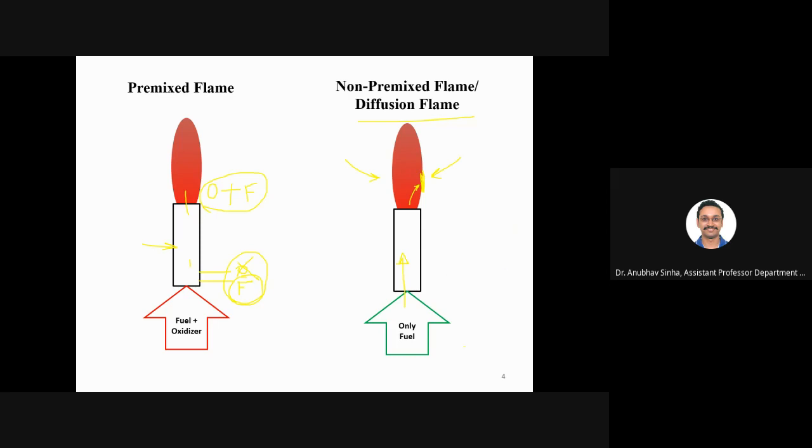The difference is simple. In one case, I have fuel plus oxidizer that is applied, a fuel-air mixture basically. In this case, I have only fuel which is applied. That is the only difference. After that, whatever the resulting flame is, we'll study in detail. But from a fundamental point, how you will create a premixed or a diffusion flame, that is the difference.